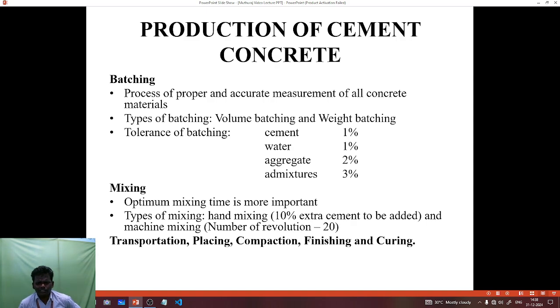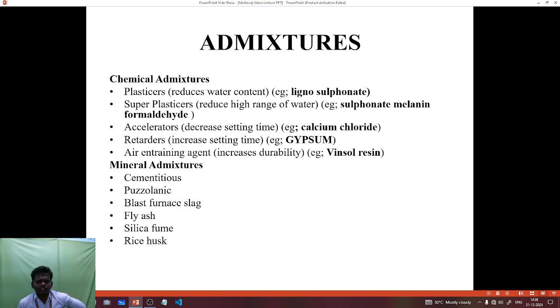The steps may change because of different field varieties and their influencing factors. Admixtures are classified as chemical admixtures and mineral admixtures.